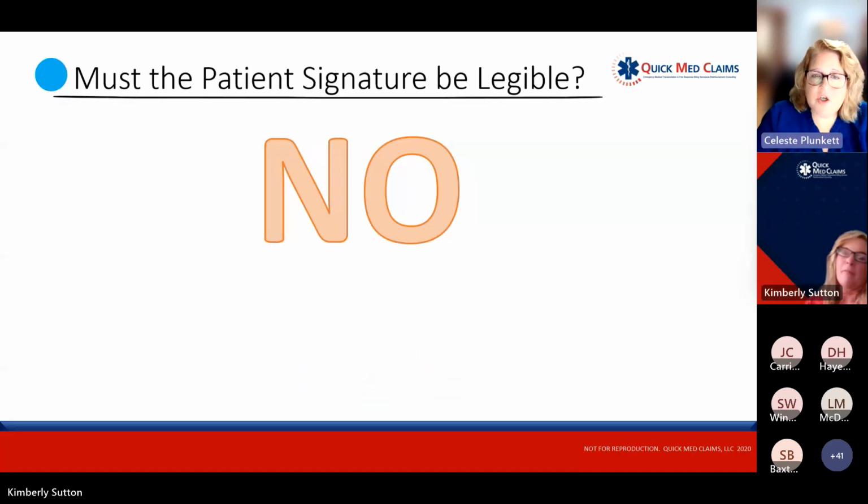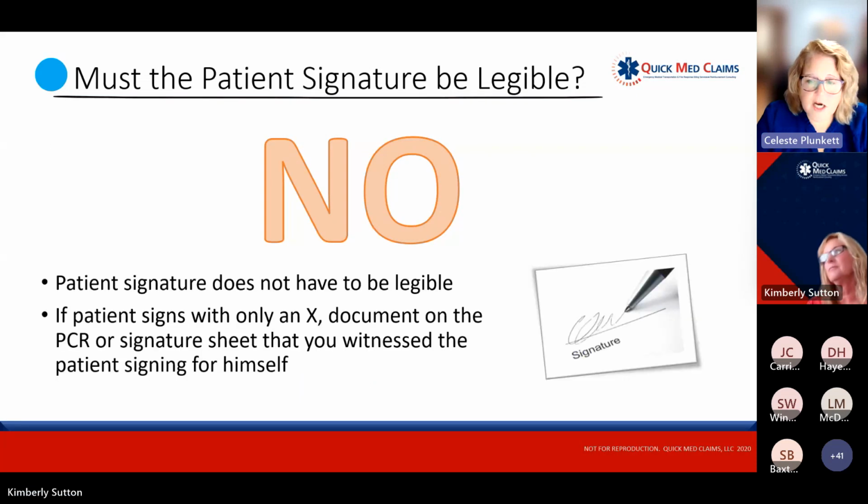All right, so does the signature have to be legible? That's a no. But if they make a legal mark, like a check mark or an X, or we have one patient in our area who likes to do a smiley face, if you have something like that, just make sure you witness that it is the patient's signature. That's what they're putting down as their signature.